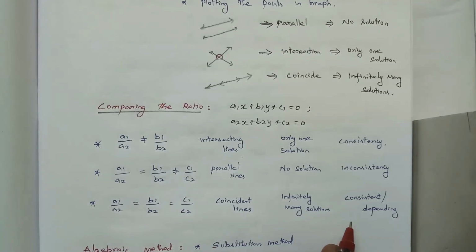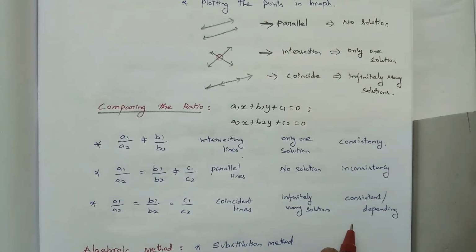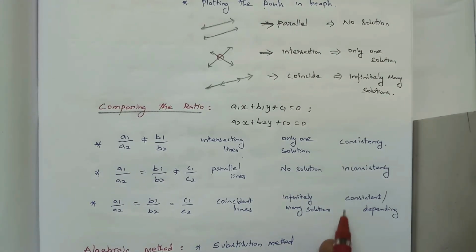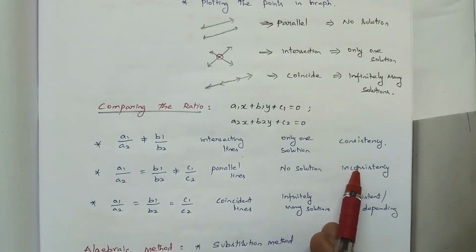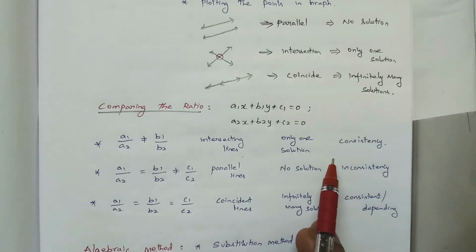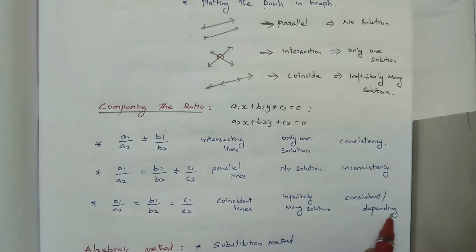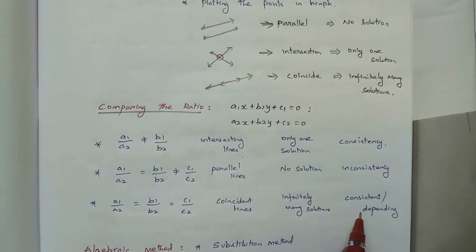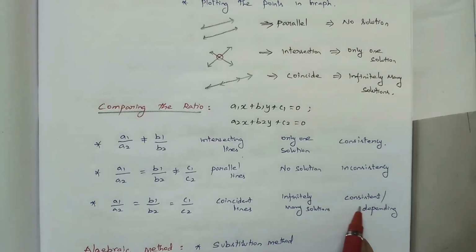What is meant by consistent or inconsistent? Consistent means having a solution. Inconsistent means no solution for the equations. More than one solution is called dependent consistent, because one solution depends on another solution.